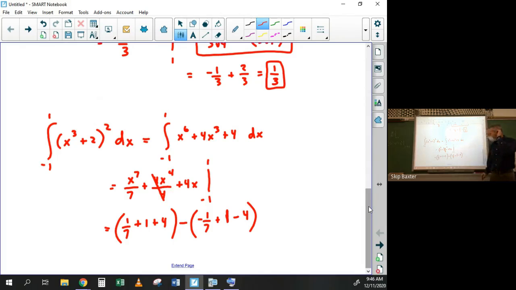Okay? You can kind of imagine that there's a lot of places to make little sign errors and things like that, so you've got to be really careful when you're doing a definite integral.